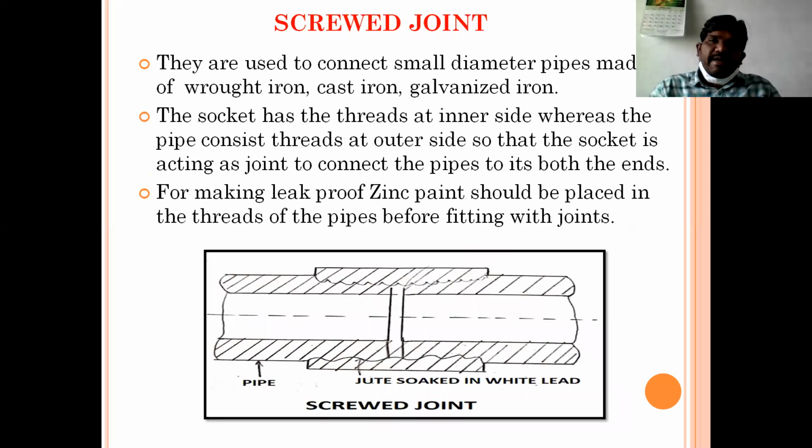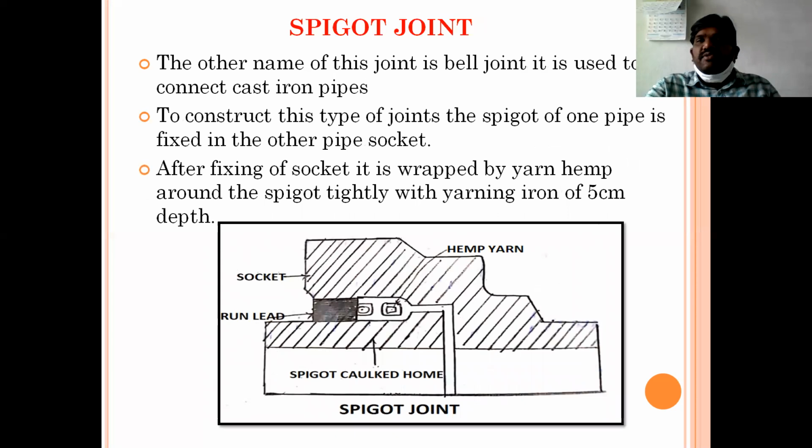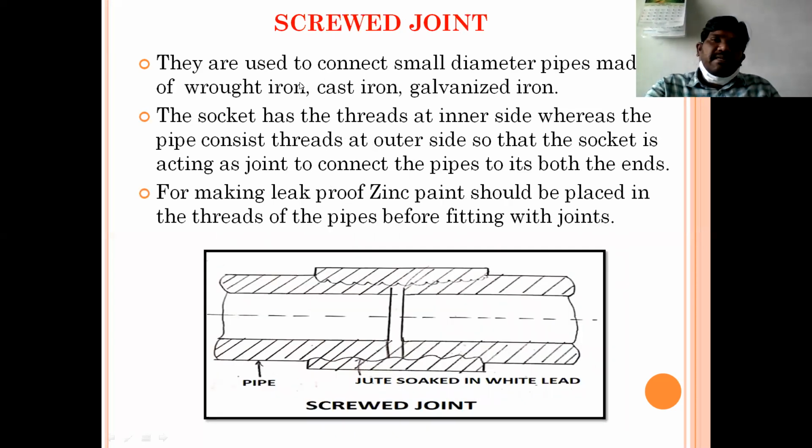Next is the screw joint. See here, everywhere you must remember these diagrams. Then you can easily write the answer. They are used to connect small diameter pipes made of wrought iron, cast iron, galvanized iron. Whereas in the previous case these joints are used to connect cast iron pipes. Here they are used to connect pipes made of wrought iron, cast iron, even galvanized iron.